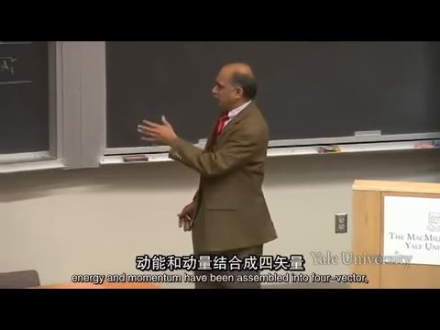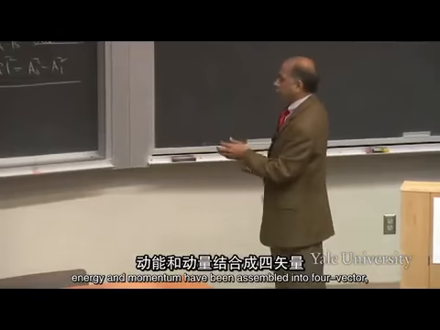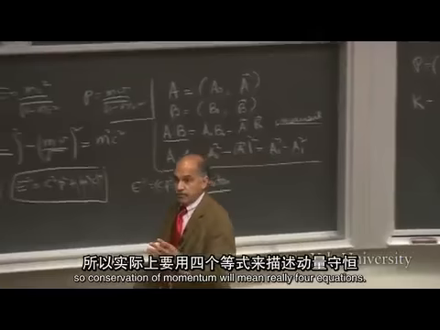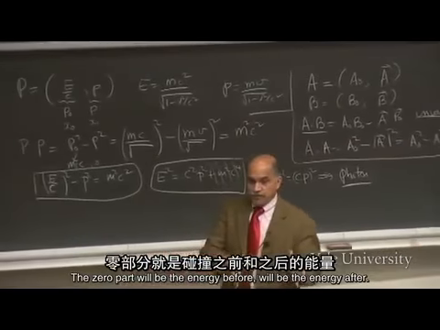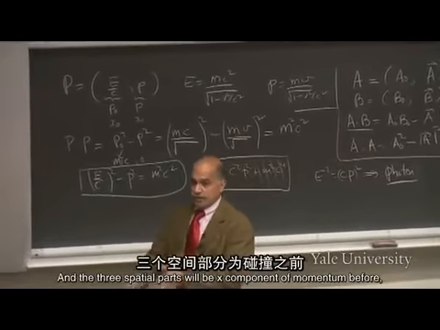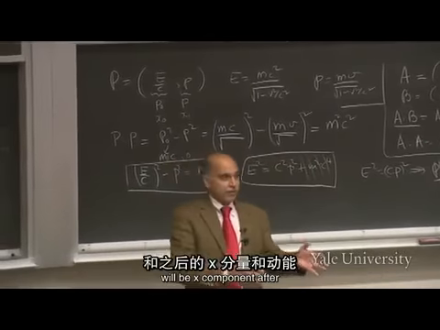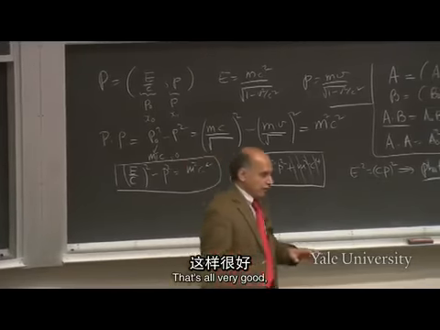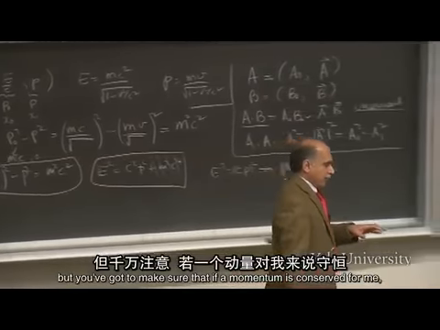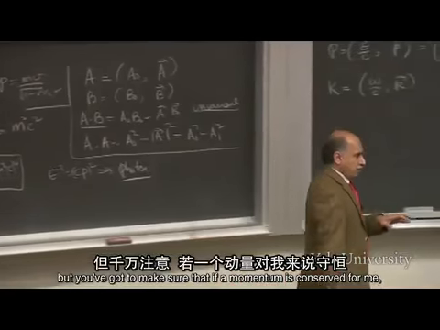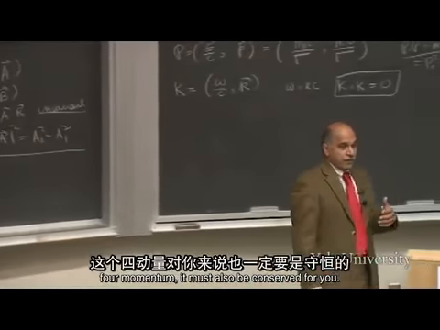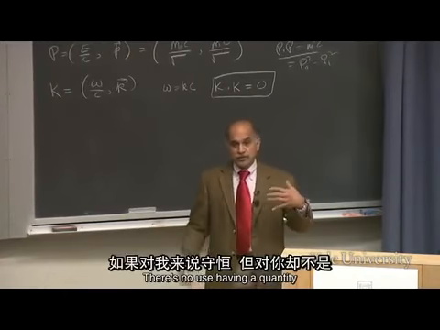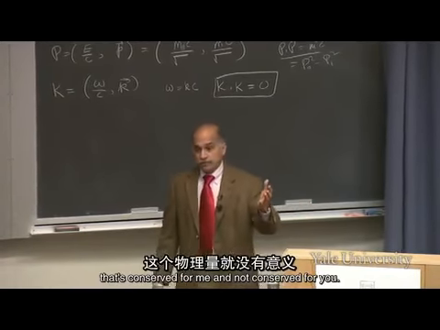Of course, in relativity, energy and momentum have been assembled into 4 vectors. So conservation of momentum will mean really 4 equations. The 0th part will be the energy before equals the energy after, and the 3 spatial parts will be x component of momentum before equals x component after, and so on. That's all very good, but you've got to make sure that if 4 momentum is conserved for me, it must also be conserved for you. There's no use having a quantity that's conserved for me and not conserved for you.